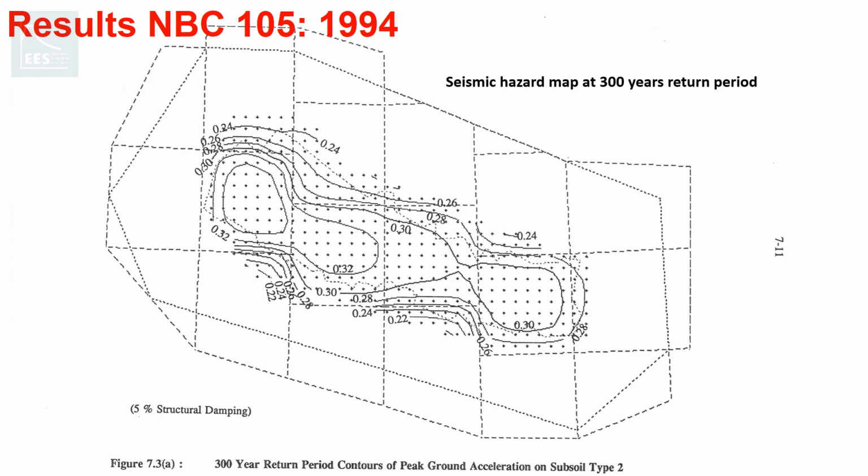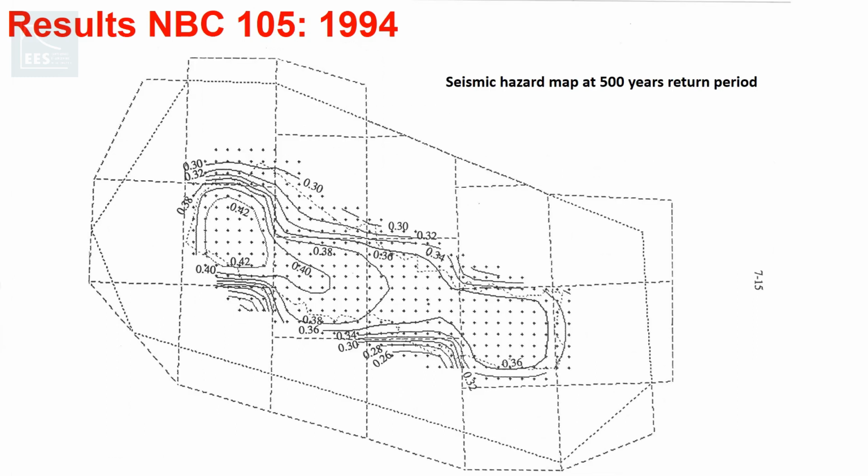So before showing you the hazard map of NBC 105-2020, let us go back to the 1994 version of NBC 105. This is a 300 years return period based map which has a maximum PGA of 0.32 g, and this is located in the western and midwestern region. Kathmandu has a PGA around 0.3 g. Now for the 500 years return period earthquake, the PGA has been increased to 0.42 g, and this has been concentrated in the far western and midwestern region. Kathmandu has a PGA around 0.36 g.